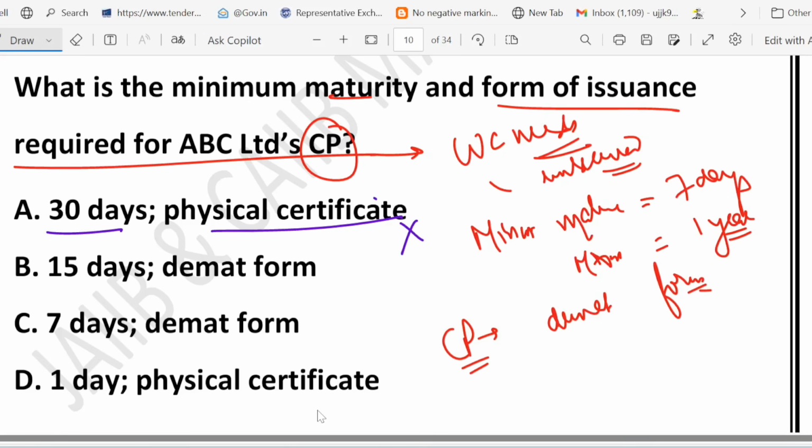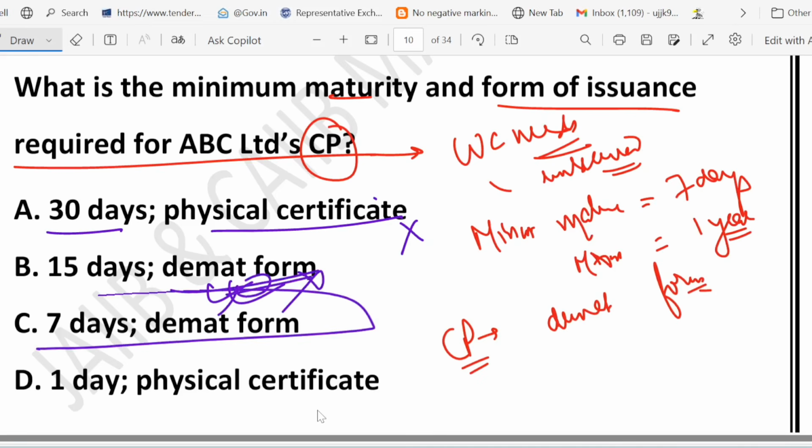Right? CP are issued in demat form only. Option B says 15 days and demat form. Yes, demat form is correct, but the minimum maturity should be 7 days, not 15 days. So option B is also not the correct one, because only the demat form part is correct.